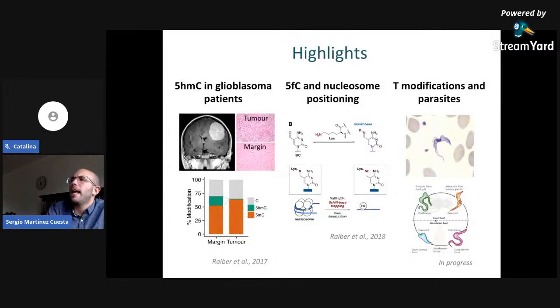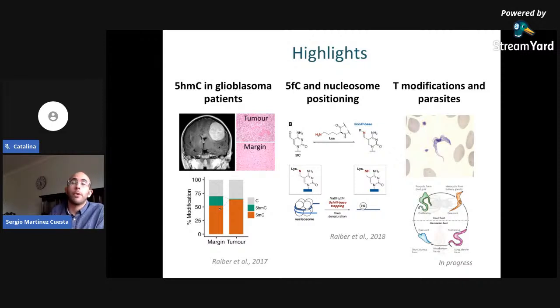So just briefly, my last slide. There are other things that we're looking at beyond just abasic sites. We're also interested in looking at oxidation of cytosine in glioblastoma. We've been able to see that there is a decrease of this oxidation in the tumor compared to the margin. And then we're exploring whether we can use this as a biomarker for the development of glioblastoma.